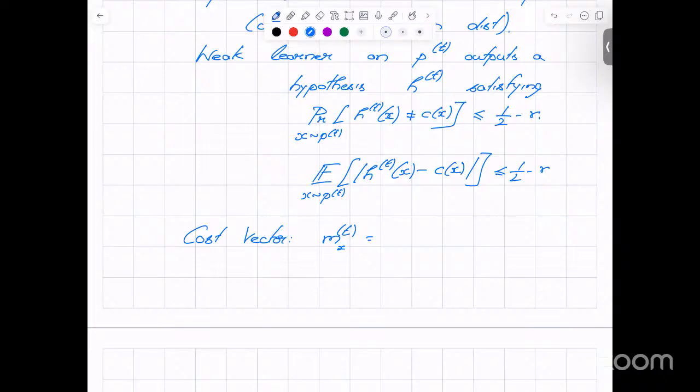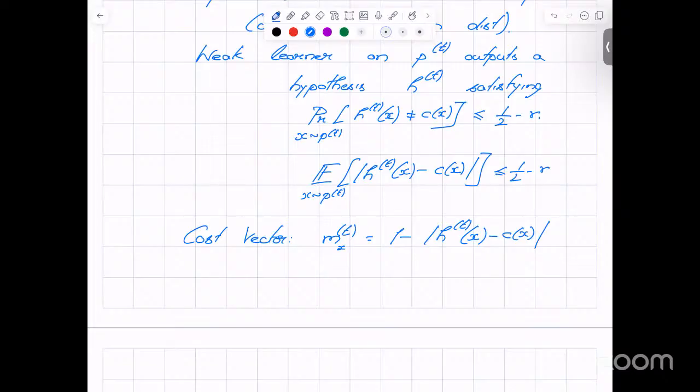Think of a cost vector. I'm going to write it down, and then tell me why this cost vector makes sense. There's a hypothesis, the hypothesis being revealed at the time step T. And what is this? This is 1 if the hypothesis gets it correct, and 0 if the hypothesis gets it wrong. Notice it's working the other way around.